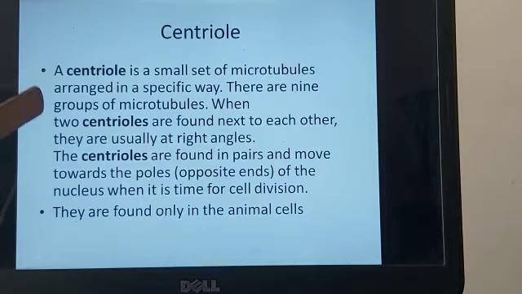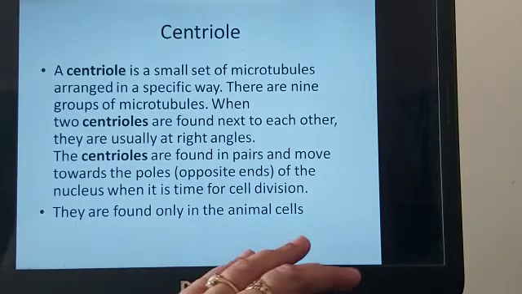So when two centrioles are present next to each other, they are usually at right angles. You can see in your biology textbook, they are present usually at right angles, and they move towards the opposite ends. These centrioles are found only in the animal cells. Remember the location of the centriole, very important in standard 10 biology. They are present in the animal cells, in the cytoplasm, near the nucleus. Please do not forget this.